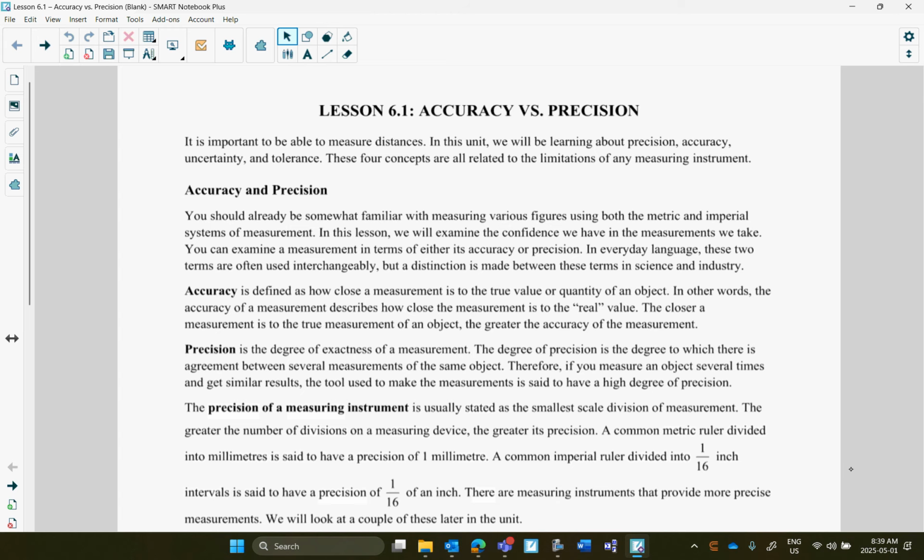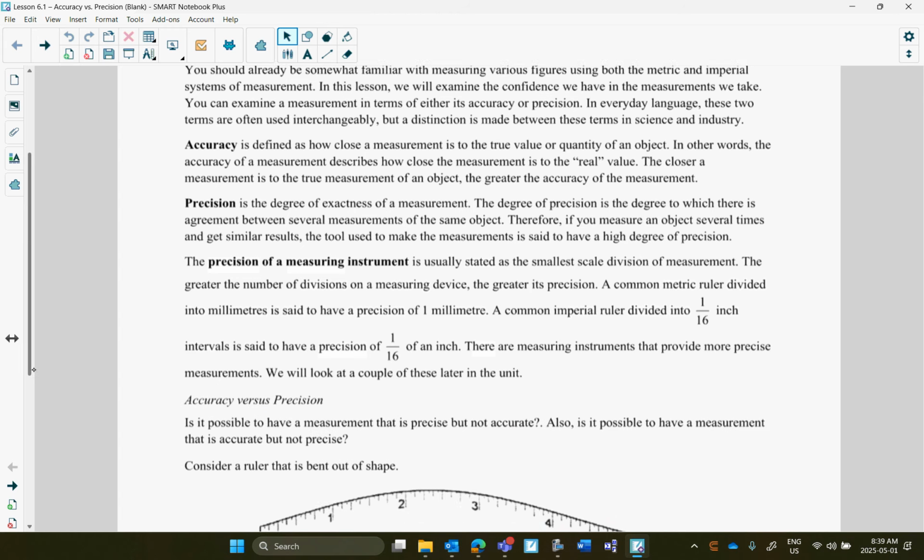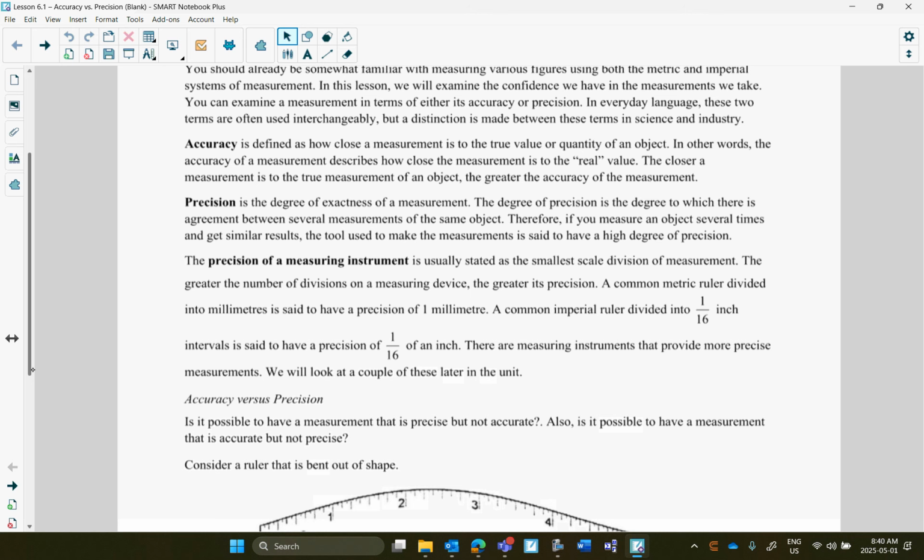And then we're going to move on and talk about the precision of measuring instruments. That just means how many divisions they're broken down into. If you look at a standard ruler, on the metric side you've got centimeters and millimeters. It's actually broken down into tenths. If you look at the other side, the imperial side, you've got inches, but it also breaks down to half an inch, quarter of an inch, eighth of an inch, and even a 16th of an inch.